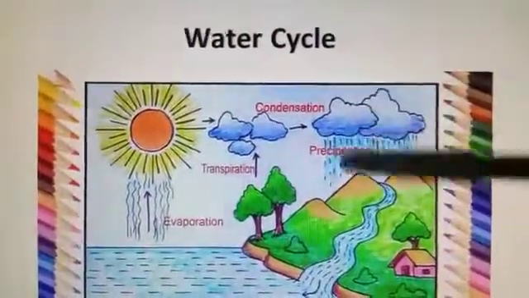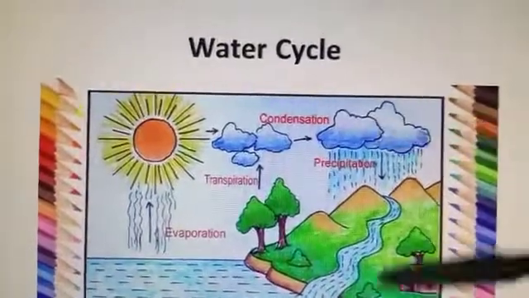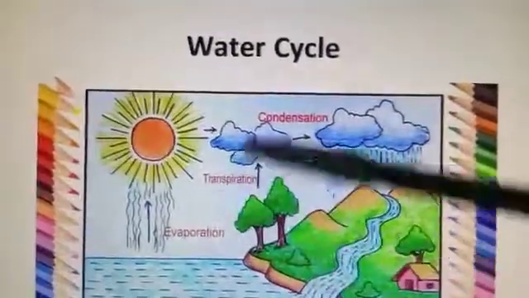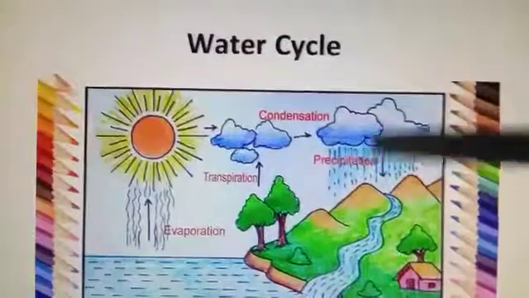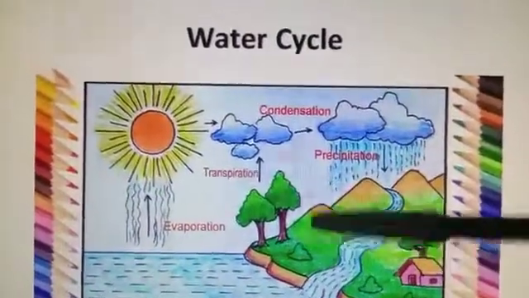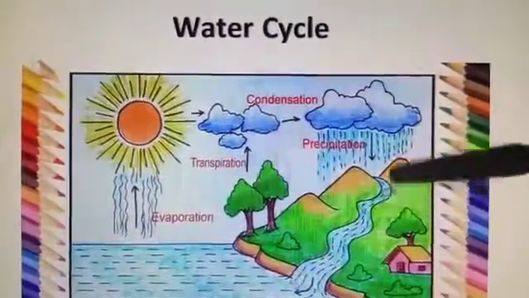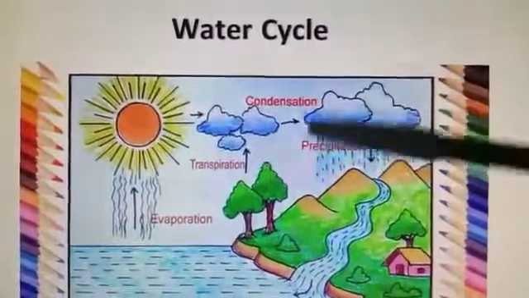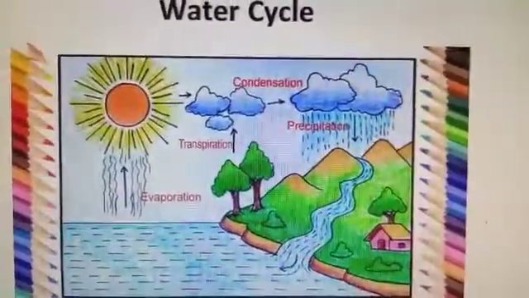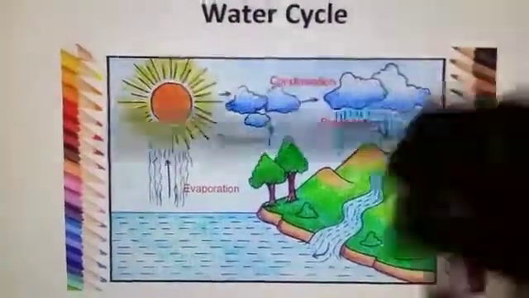And this is how the water cycle has been going on for billions of years, thus bringing fresh water to people, animals and plants, helping them survive all around the earth. So that's all about the water cycle.